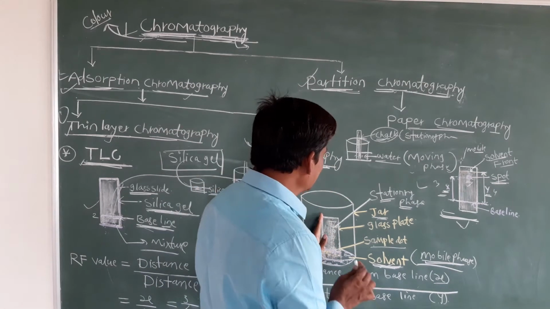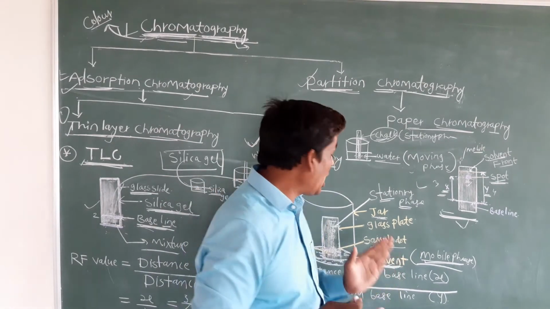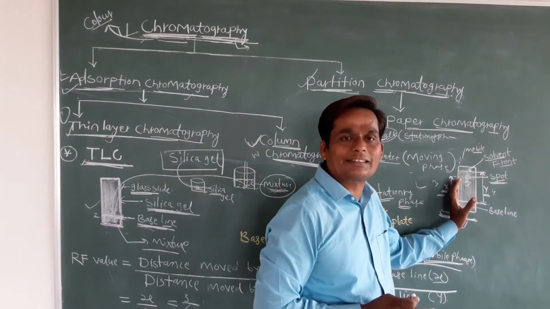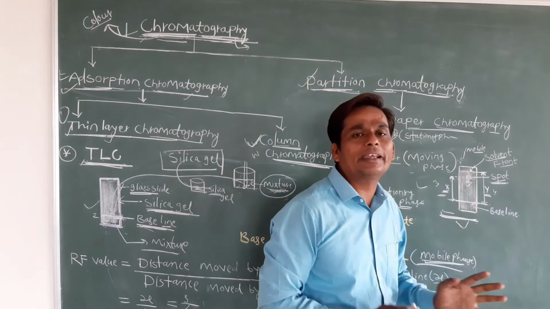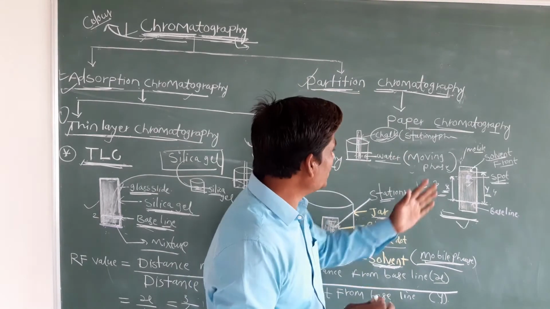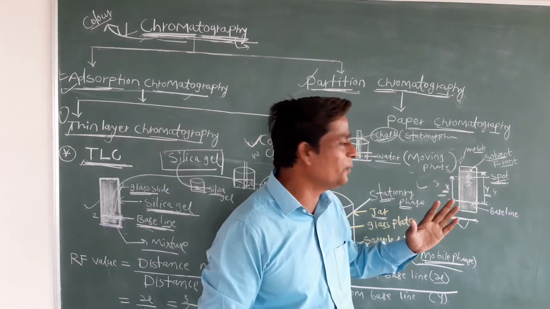We keep this experiment for 2 to 3 hours. After 2 to 3 hours, we remove this glass slide. After removing, we dry it for 10 minutes. Now it is colorless. We can't see any spot now.